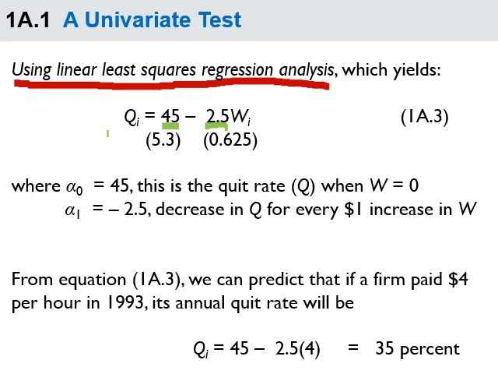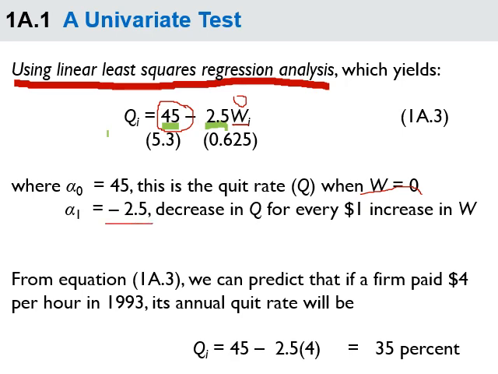1. طيب معنى كده ان انا عندي الانترسبت بتاعي هو 45، فامتى يبقى الكويت ريت ايكوال 45؟ لما الويج بتاعي يبقى ايكوال تو 0، when the wage equal to 0، فانا عندي كده الكويت ريت ب 45. طيب لو عندي الويج would increase, for every $1 increase in the wage will decrease the quit rate by 2.5 as we said before.